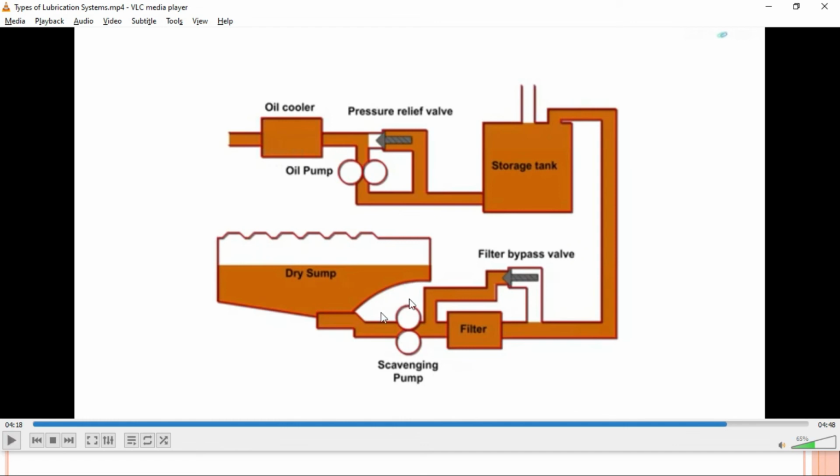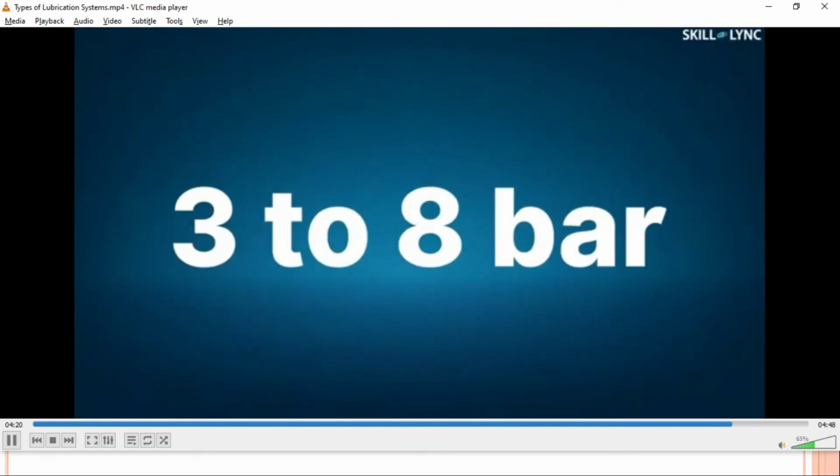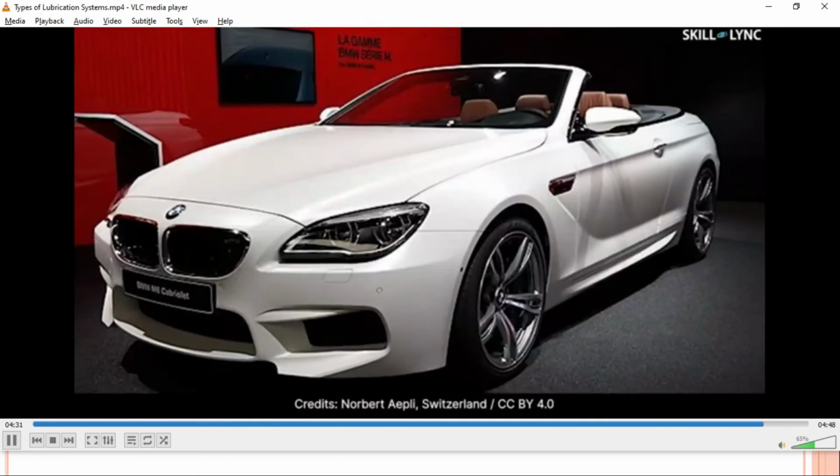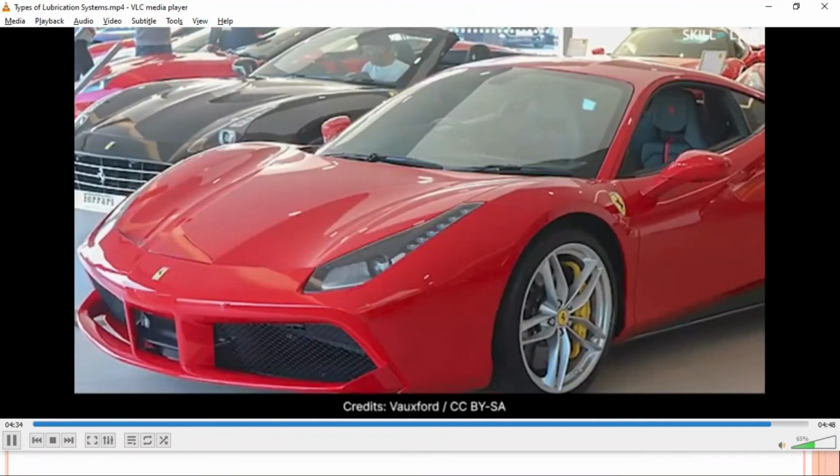As I mentioned earlier, oil is present in this dry sump, and from this dry sump, this scavenging pump will pump the oil to the storage tank, from where the oil pump will pump it through the oil cooler into the IC engine, where it will lubricate, and after lubrication it will come back to this dry sump. This system can supply the oil at a pressure of 3 to 8 bar, and the pressure relief valve is used to relieve the excess pressure. The function of the filter bypass is to ensure oil movement in case of any clog in the filter. This type of lubrication system is used in heavy-duty engines and high-performance vehicles.